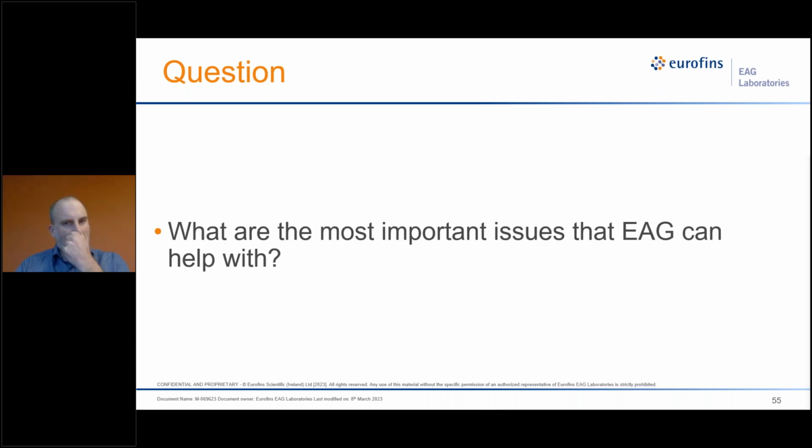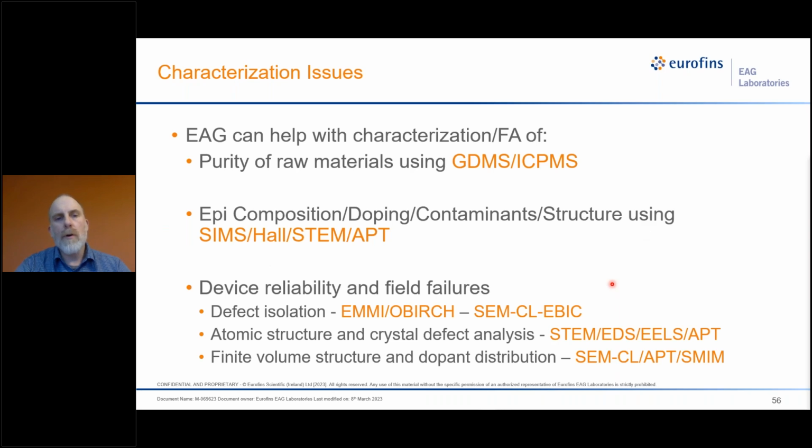All right, thanks, Tamel. So you've heard a lot about how we can attack problems with very low concentrations of elements and how to understand those in our samples using SIMS. Now I'm going to talk a little about how we can address some GaN HEMT related structural issues with microscopy. So what issues can we address? EAG, not just microscopy, can help with characterization and failure analysis of the purity of the raw materials you're using to create your compound semiconductors, your GaN and precursor epi. We can also look at epi composition, doping, contaminants, and structure using SIMS, as we were talking about, and STEM, for instance.